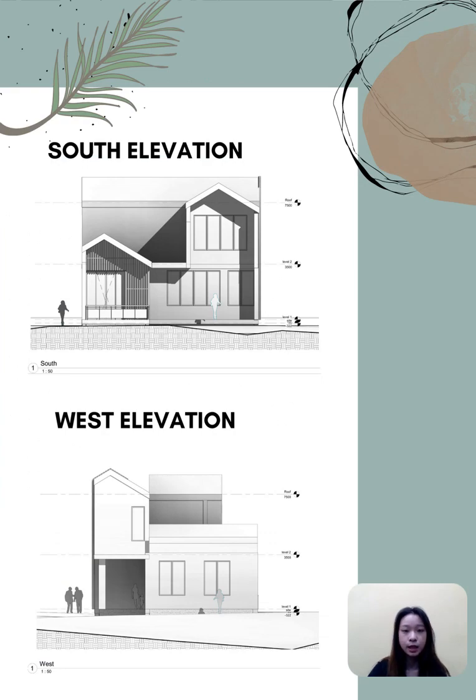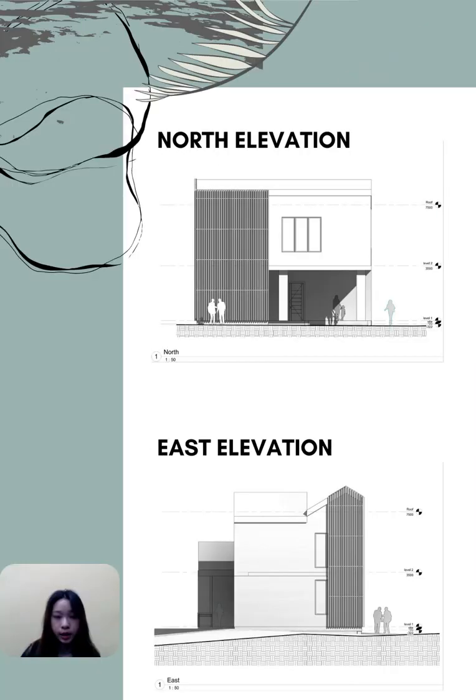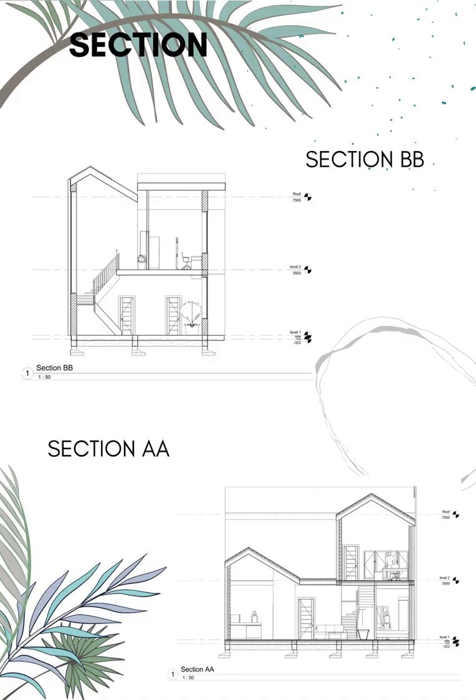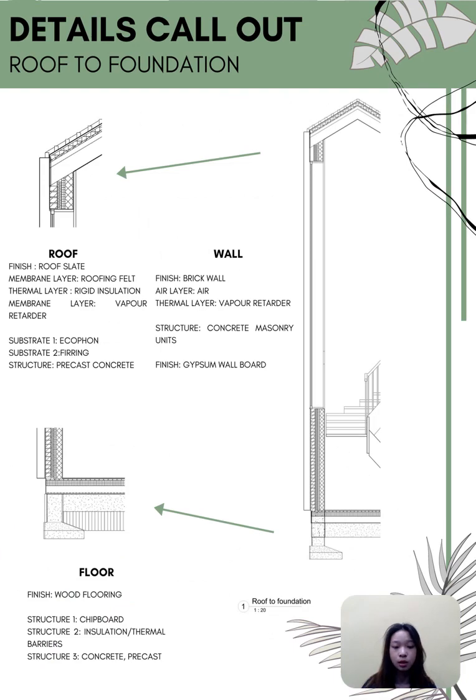For the roof design, I have designed a saltbox roof to represent another module because there are three roofs of it. In the north elevation and east elevation, here you can see the shading wall that I created for the direct sunlight. And in this detail callout, you can clearly see the material and the construction of the building.